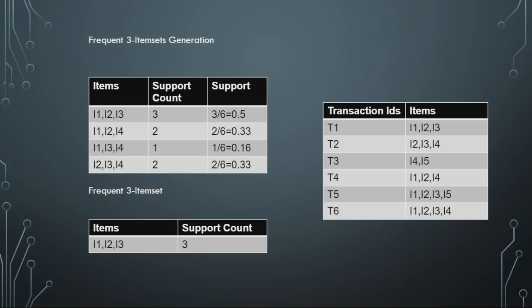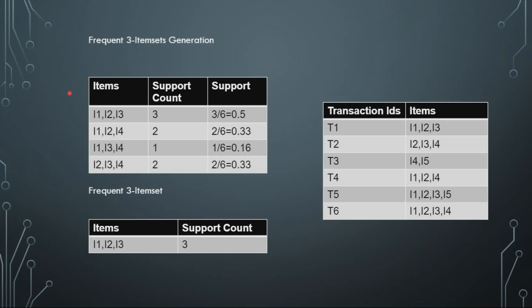Let's talk about the subsets of items I1, I2 and I3. They are I1, I2; I1, I3; and I2, I3. All of these subsets are frequent, as we can see from the previous table. And basically all the subsets of this superset are frequent, and so this superset would have been frequent. This satisfies the anti-monotone property.